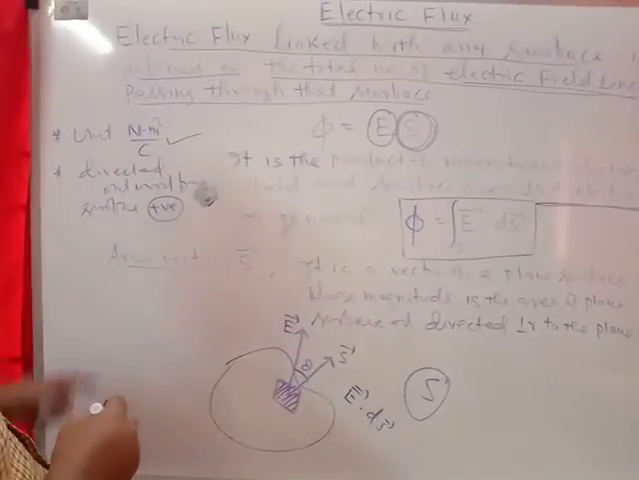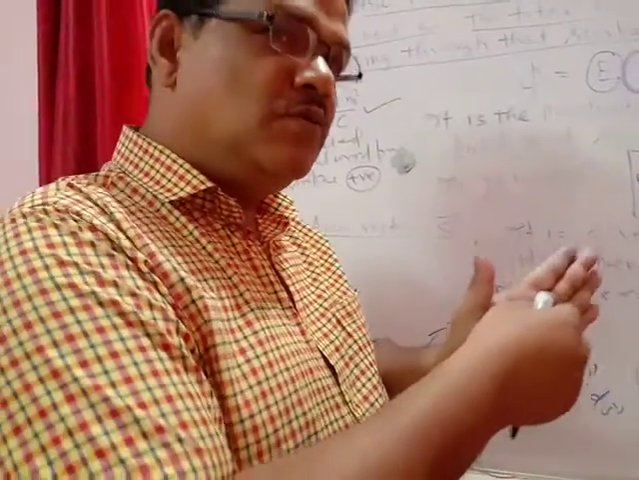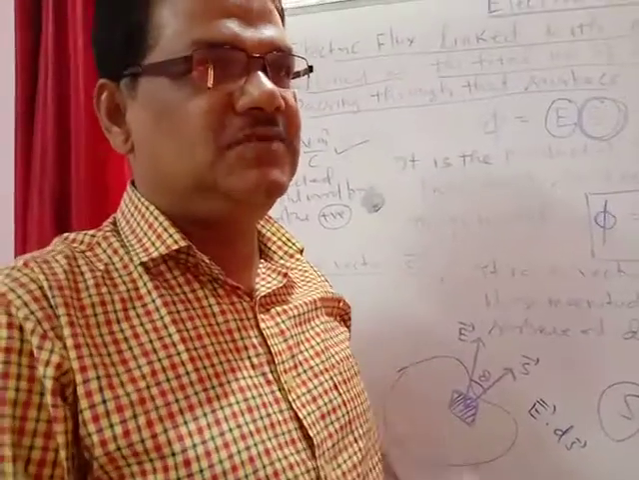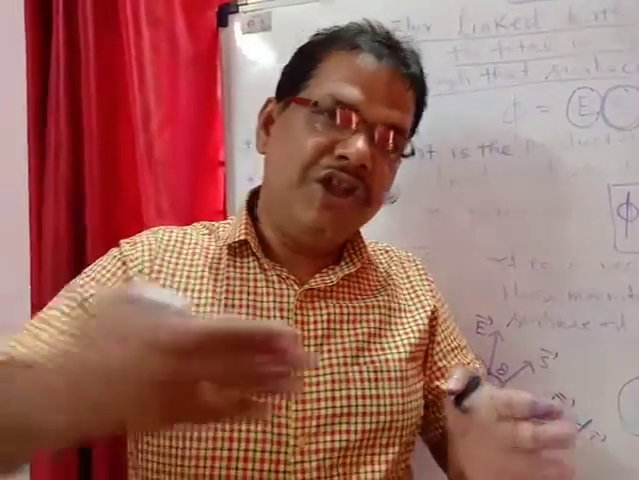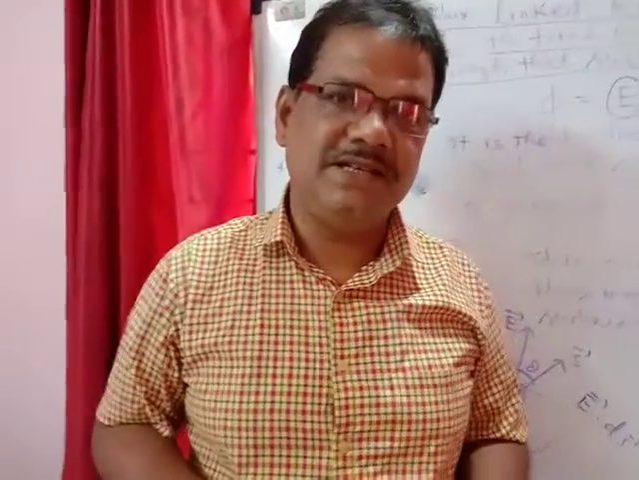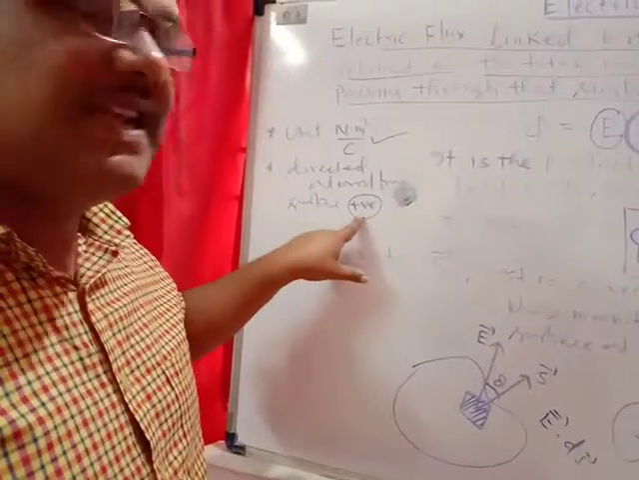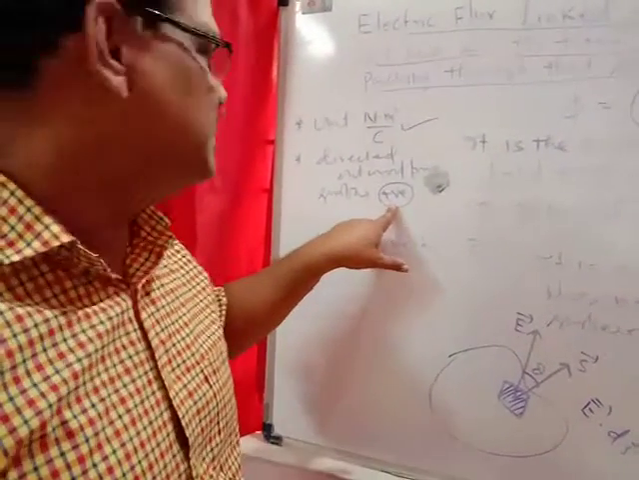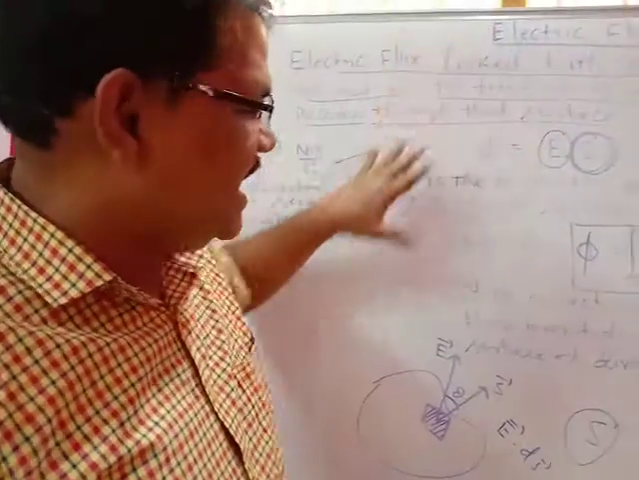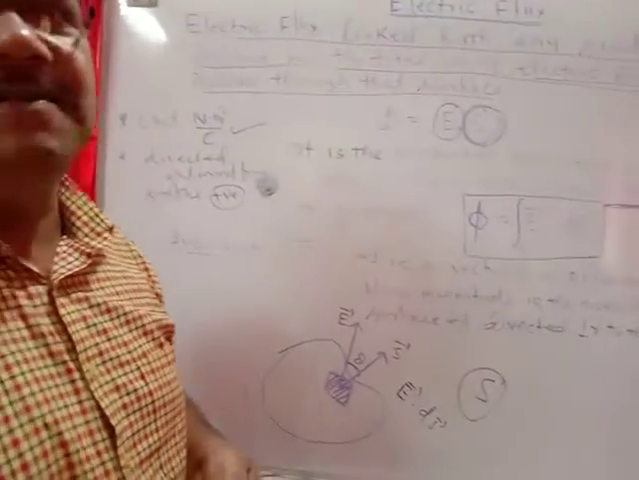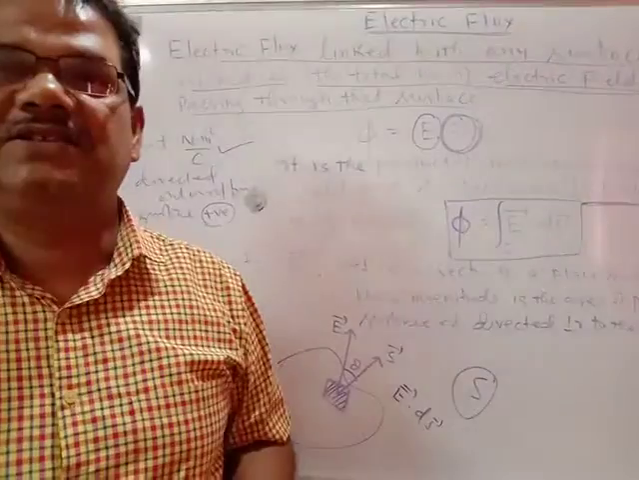And in this case, what is the direction of the flux? If the electric field lines or the fluxes are directed outward from the surface, then the flux is considered positive. And if the fluxes are linking inward to the surface, the flux will be considered negative. Directed outward from the surface is taken as positive, and directed inward to the surface is taken as negative. So after knowing all this about electric flux and area vector, we proceed to Gauss law. Let us discuss Gauss law.